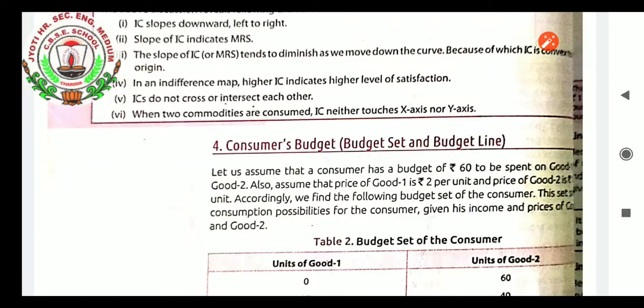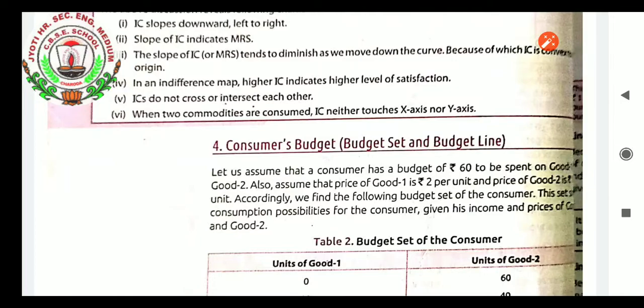Consumer budget, students: budget set and budget line. It is very clear, what is a budget set or budget line? Every person, whenever they are getting income, sets expenses and sets savings. It means they bifurcate their income into two: expenses and savings. So that itself is known as budget line, budget set. They are setting the budget, then they are spending on things.